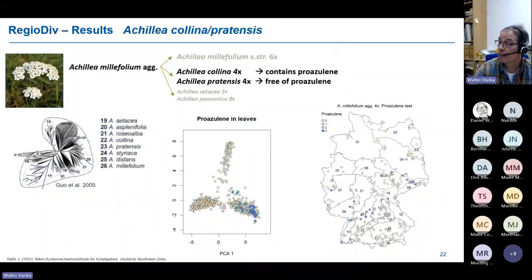If we want to go a little bit more into detail with these 2 tetraploid species, we can do that later.